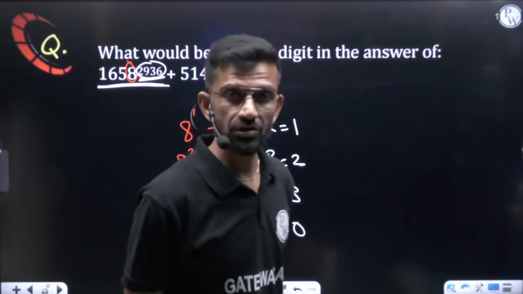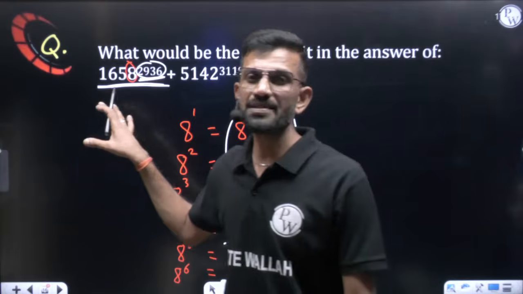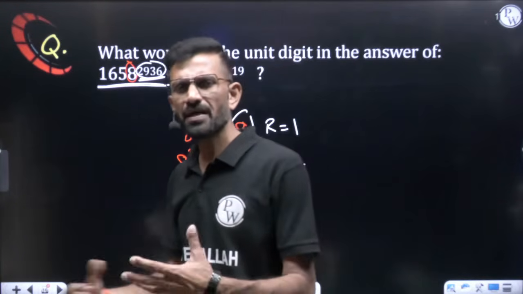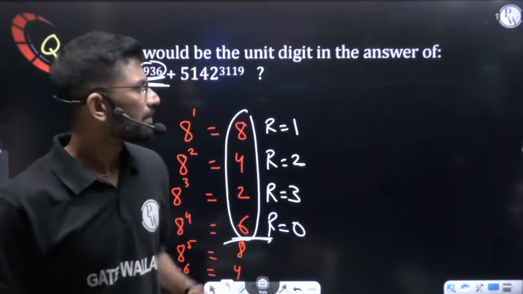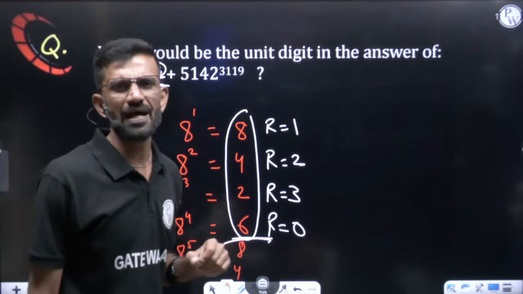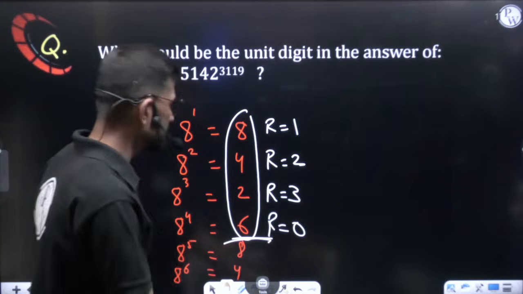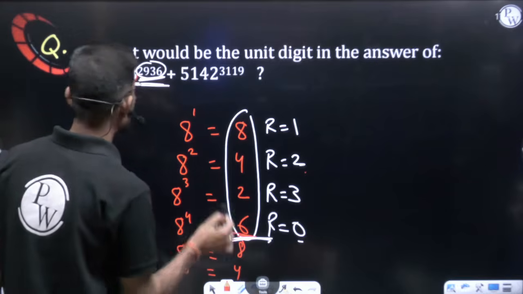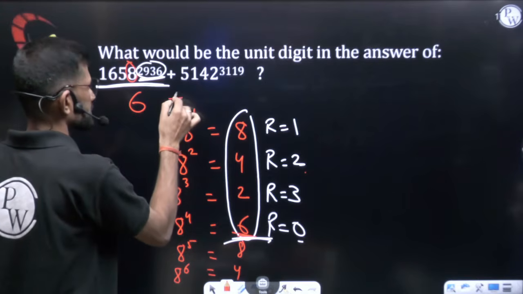2936. No doubt I will tell you the 4 divisibility rule further on, but at present I am saying the last 2 digits are sufficient. You can even divide completely, but the last 2 digits are enough. So 36 is divisible by 4, which means the remainder will come 0. Remainder 0 means for this the last digit will be 6, plus.